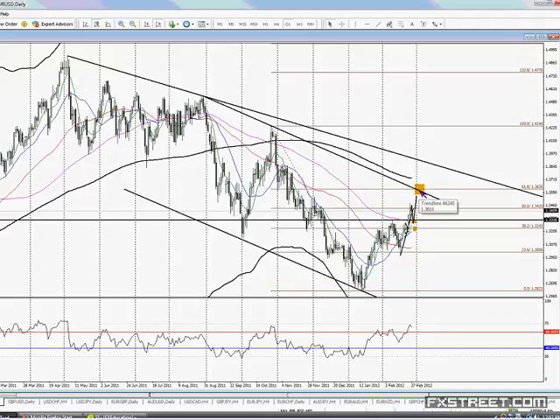Just remember, trading Forex involves a substantial risk of loss and may not be suitable for all investors. This webinar is meant for educational purposes only, not trading recommendations, but I'm going to share with you what I would be looking for and the reward to risk for these trade setups.